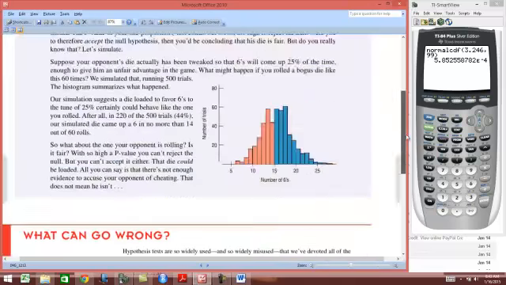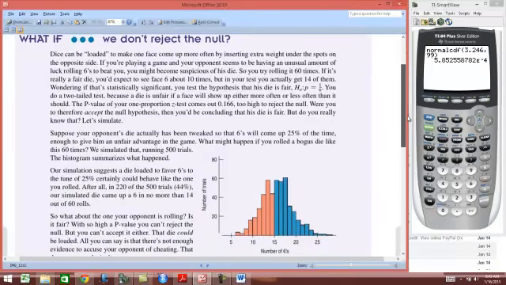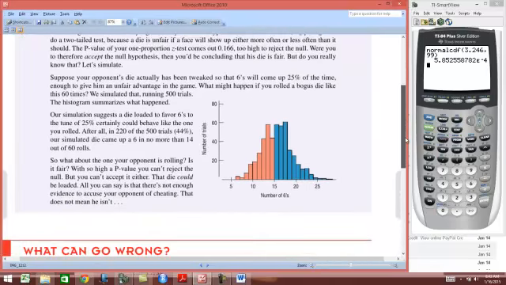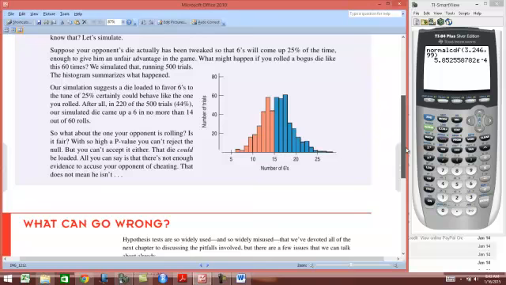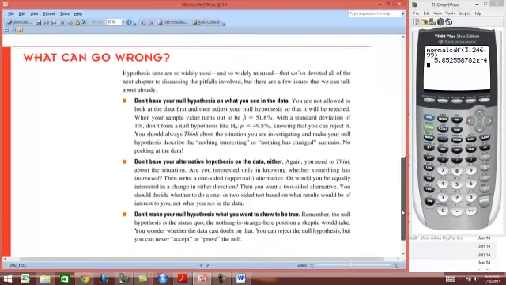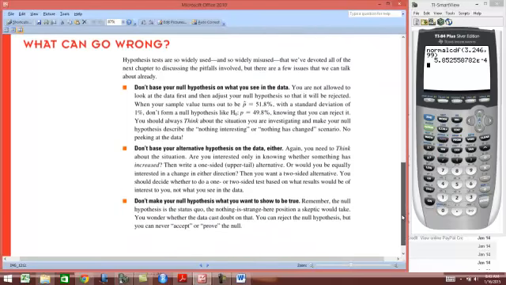And now here we are at the end. What if we don't reject the null? We fail to reject. We never affirm the null. There's not enough evidence to reject the null hypothesis. There is no evidence of the alternative hypothesis, but that's as far as we go.